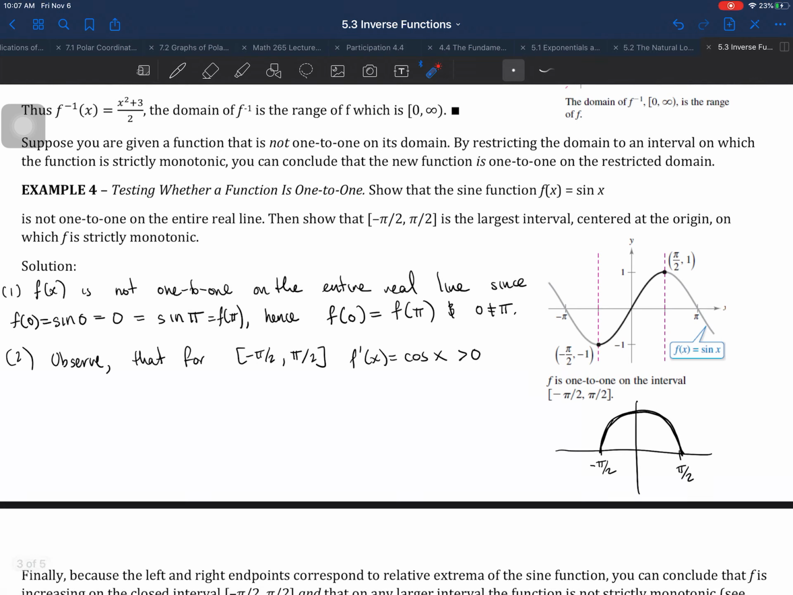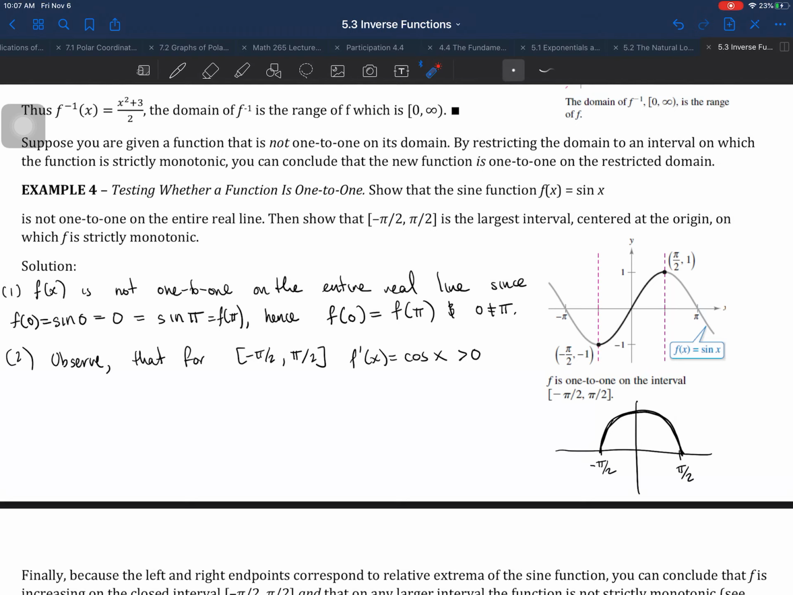The next part of the question is asking us to show that this is the largest interval, centered at the origin, on which f is strictly monotonic, right? So we want to show that if we cut off this graph from here to here, we can argue that this is going to be strictly monotonic. We know that overall, in the entire domain of sine, this is not strictly monotonic because it is decreasing, increasing, decreasing, right? So it's not strictly monotonic.